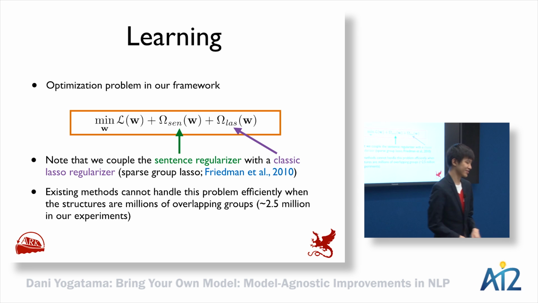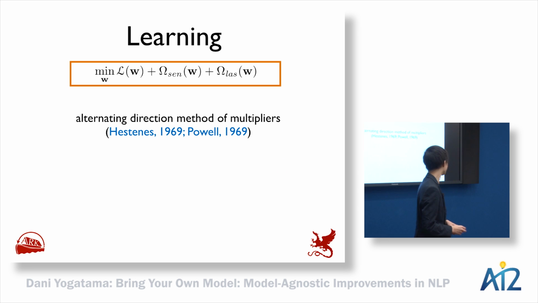Okay, so how are we going to solve this efficiently? We propose a new optimization method to solve this problem. It's based on the alternating direction method of multipliers. ADMM itself is not new. It's been around since the 60s. It's a very old optimization method. We're going to use it to solve overlapping group lasso problems.